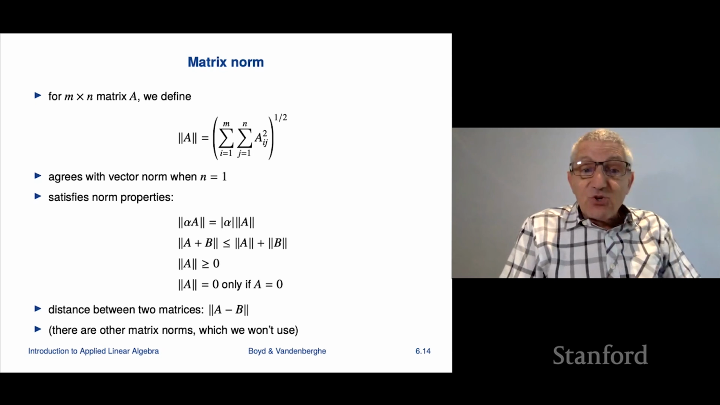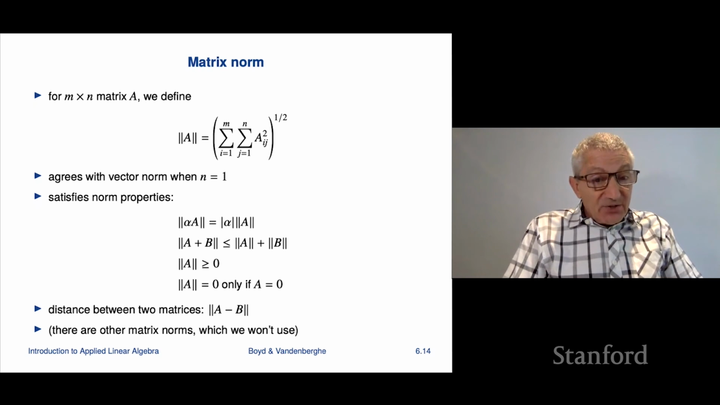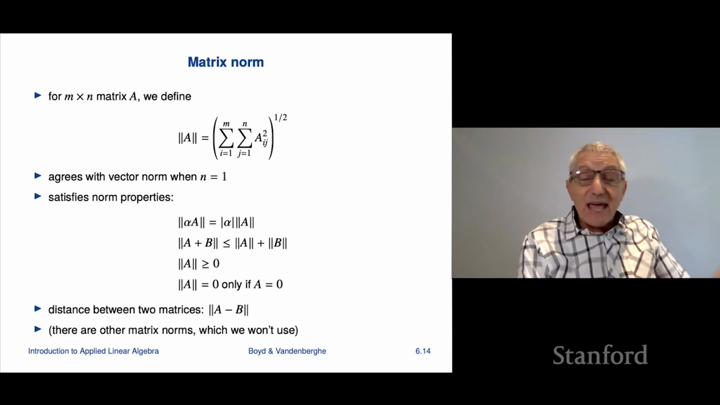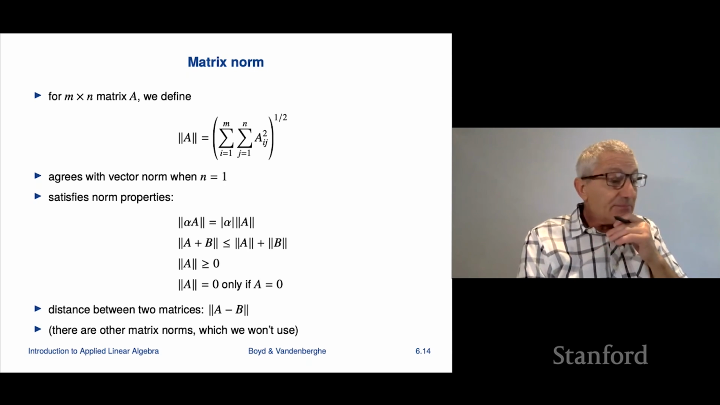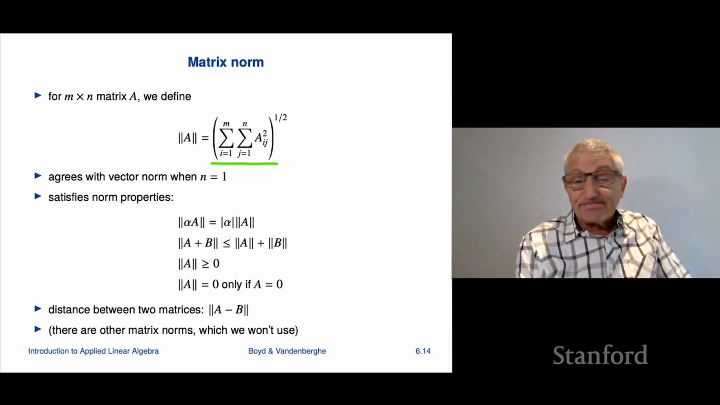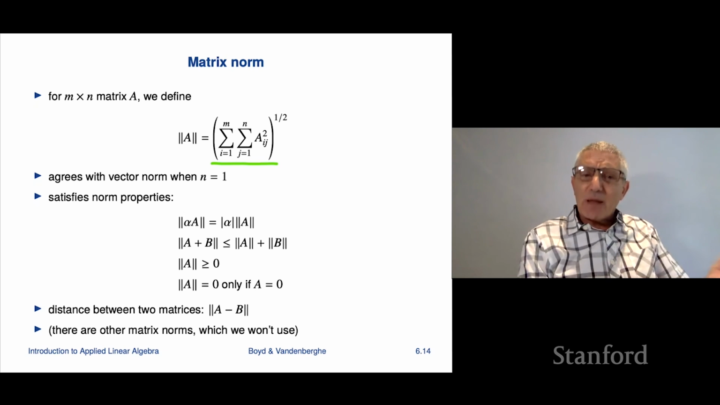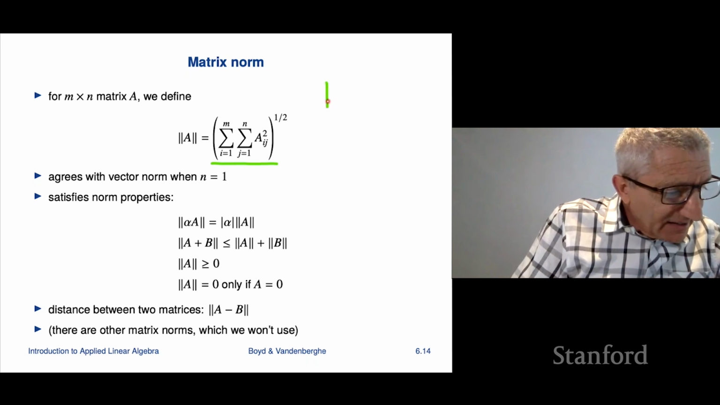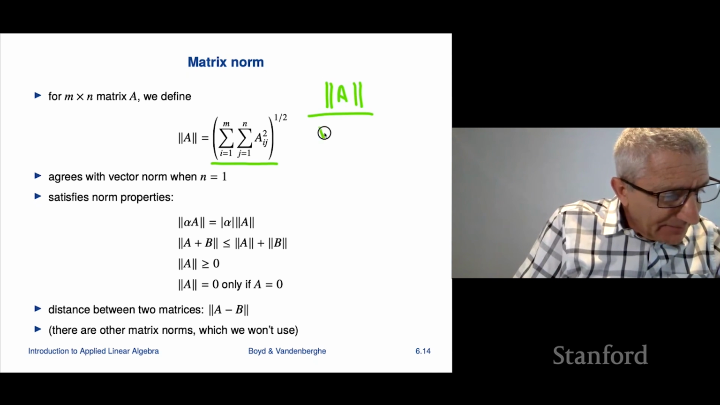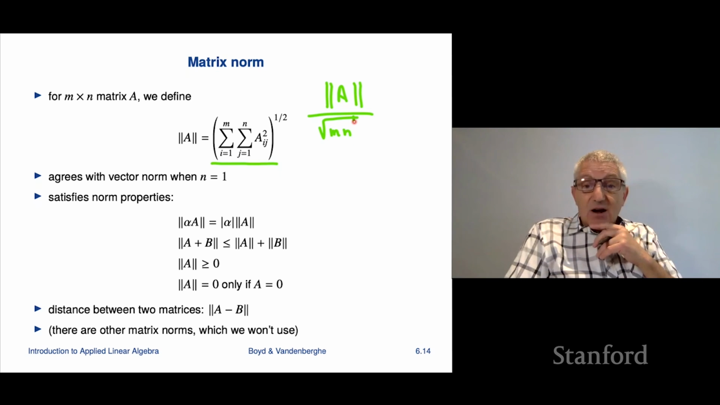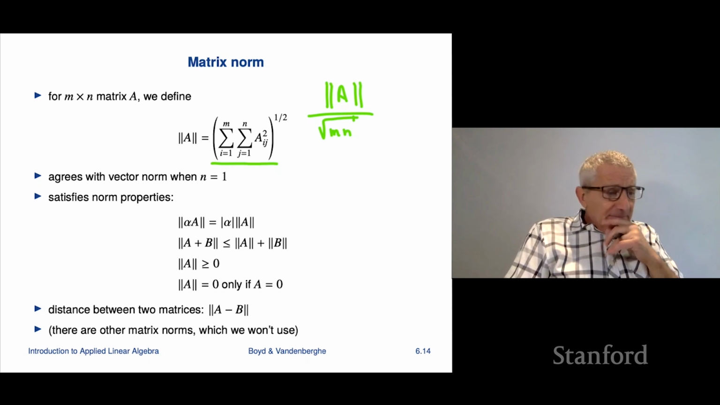Matrix norm. Like vectors, we have an idea of the size of a matrix, or if you like, the length. It's going to be the sum of the squares of the entries of the matrix, and then the square root. People also sometimes talk about the RMS value of a matrix, which would be the norm of A divided by the square root of mn, because mn is the number of entries. That would be the RMS value of the entries of A. Actually, you don't hear people talking about that too much.